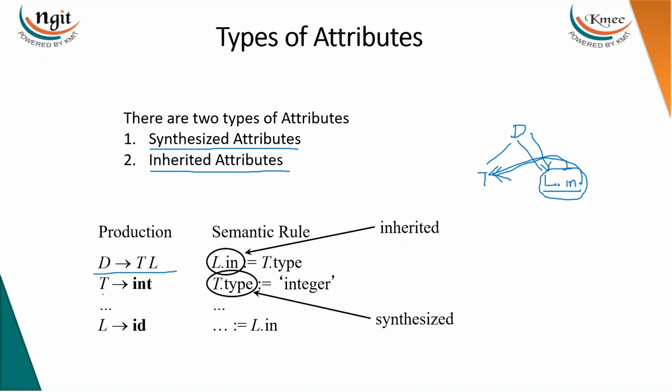So in this case, T dot type equivalent to int. We are getting it from the child. T tends to int. So T dot type is obtained from the child. So that's why it is synthesized. But L dot type equivalent to T dot type means from the sibling. L is deriving from its sibling. That's why it is an inherited attribute.